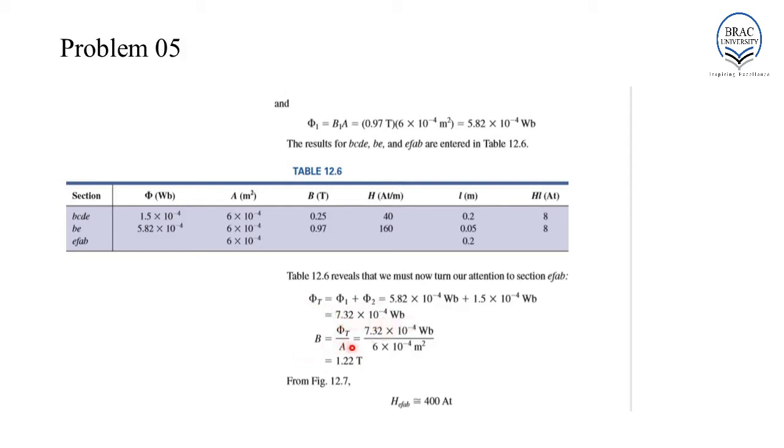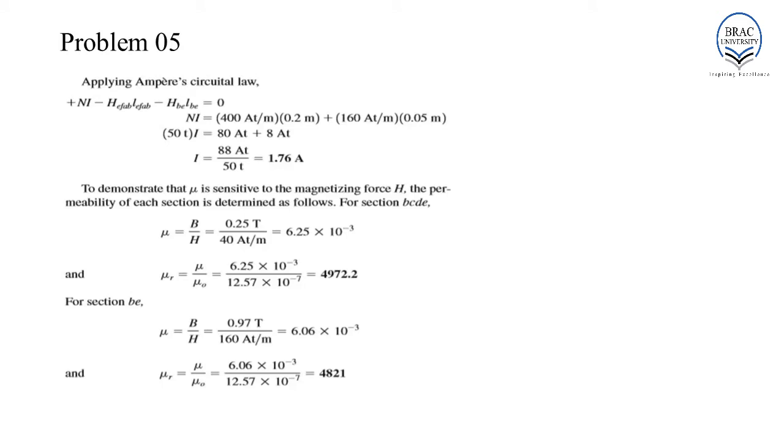B equals phi t by A, which will be equal to 1.22 Tesla. From the BH curve, we can determine H to be equal to 400 ampere turns for this section. Now, applying Ampere's circuital law, we can easily determine the value of I, which will be equal to 1.76 ampere. The remaining section has been done to demonstrate that mu is sensitive to the magnetizing force H. The permeability of each section is determined as follows.